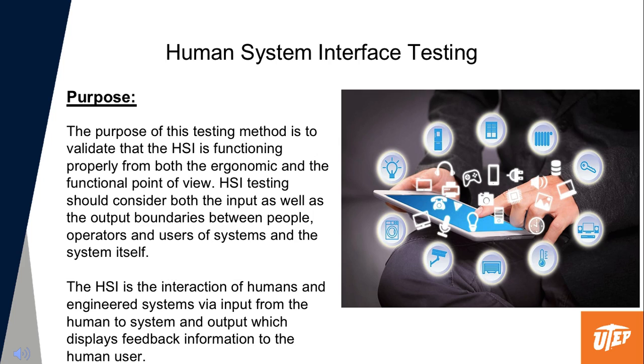Human system interface testing. The purpose of this testing method is to validate that the HSI is functioning properly from both the ergonomic and the functional point of view. HSI testing should consider both the input as well as the output boundaries between people, operators, and users of systems and the system itself. The HSI is the interaction of humans and engineered systems via input from the human to system and output, which displays feedback information to the human user.